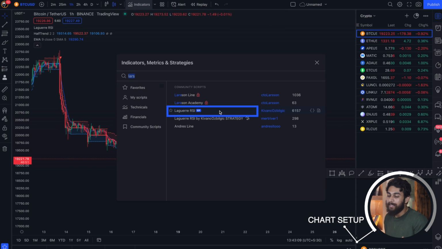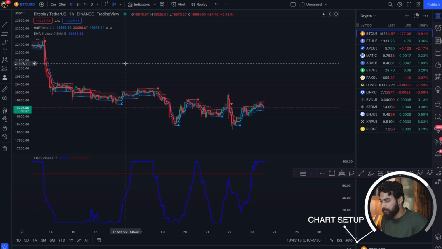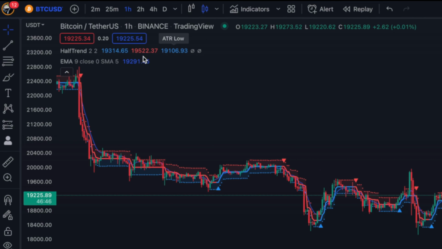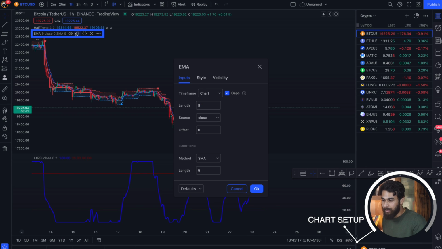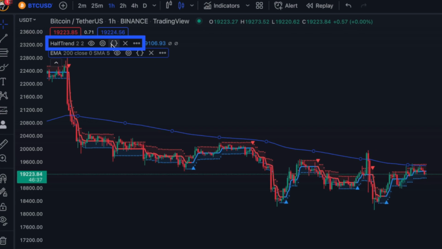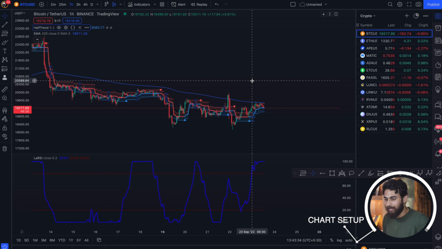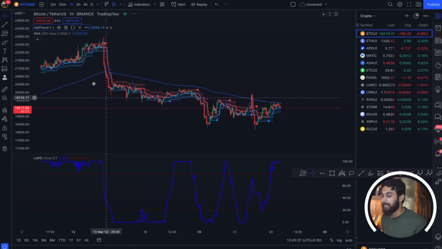Now that we have all the indicators on our chart, we need to change the settings of the indicators. So first, go to the settings of EMA and keep the length of EMA at 200. And now go to Half Trend settings, and in the input section, keep the amplitude at 5. And for LARSI, we are going to use the default settings because it works better with those settings.